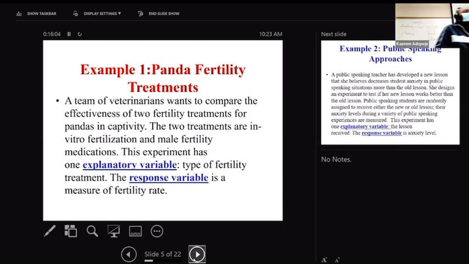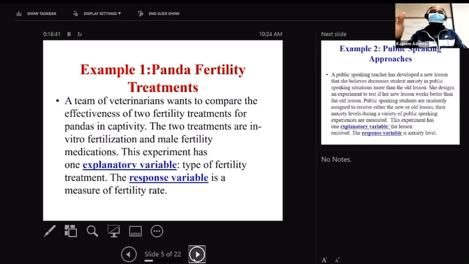You want to ask, what are the effects of a particular variable? If you're looking at the effect of a variable on another variable, that particular variable is a predictor variable, or we call it an explanatory variable. So right now, it is the type of fertility treatment, in vitro fertilization and male fertility medication. We want to ask what effect it has on the fertility rate. The fertility rate is the response.